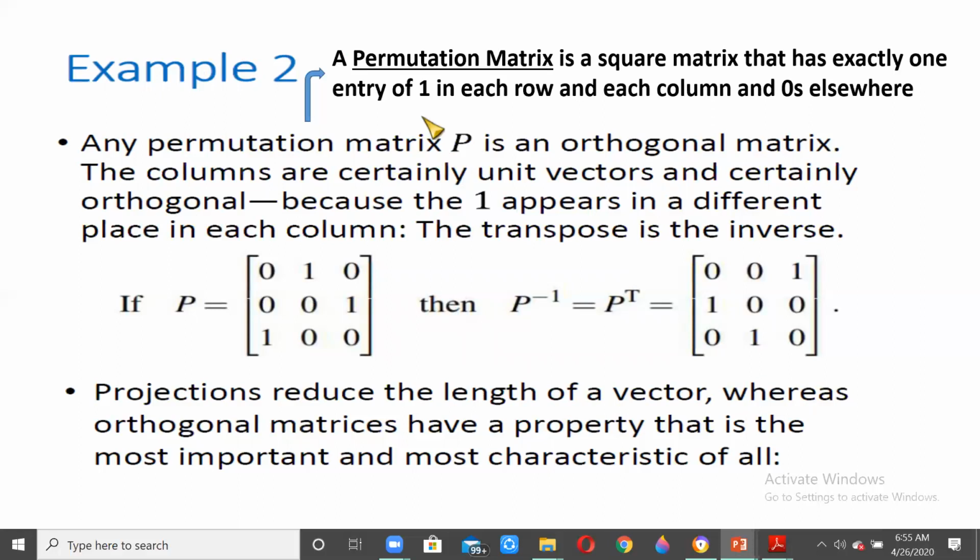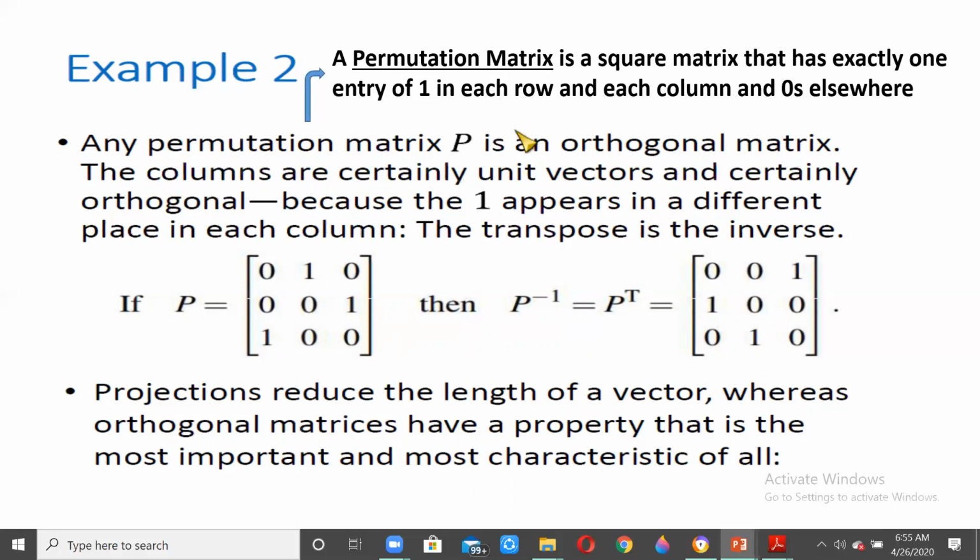Any permutation matrix P. The definition of a permutation matrix is a square matrix that has exactly one entry of 1 in each row and each column, and 0 elsewhere. So only one entry in each row and each column will be 1. All other entries will be zeros, and that is known as the permutation matrix. So any permutation matrix P is an orthogonal matrix.